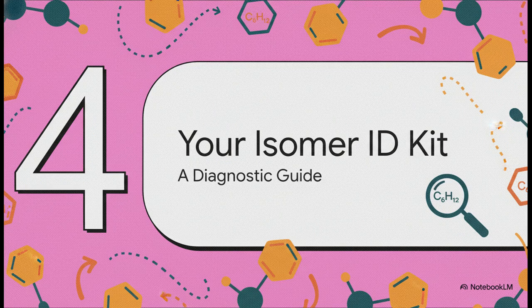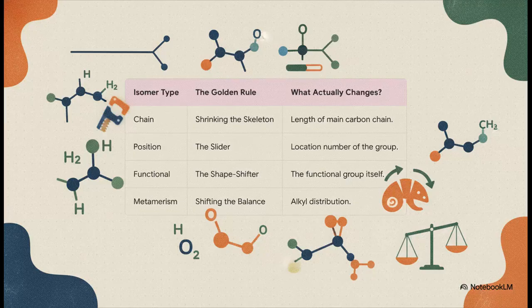Well, let's get you set up with a simple diagnostic guide. Think of this matrix as your personal toolkit. For chain isomers, the rule is shrinking the skeleton. You're looking for a change in the main carbon chain's length. For position isomers, it's the slider. Some group has just moved its location. For functional, it's the shapeshifter. The entire functional group is transformed into something new. And for metamerism, it's shifting the balance. The carbon distribution around a central atom is different.